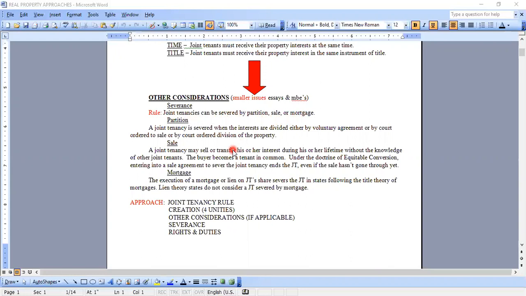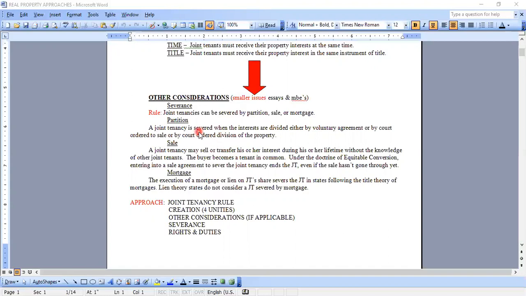Now that the joint tenancy is severed, it means it's destroyed, and now turns into a tenant in common, a TIC. And we'll go over tenant in common below. But remember, once it's severed by a partition, sale, or mortgage, it is severed, the JT is destroyed, and now becomes a tenant in common. And tenants in common have different elements that need to be met.